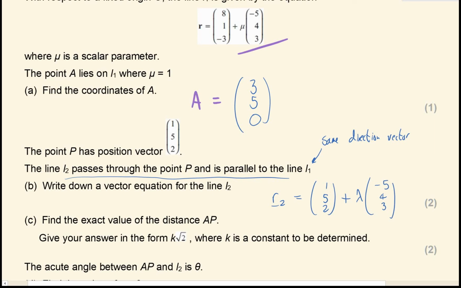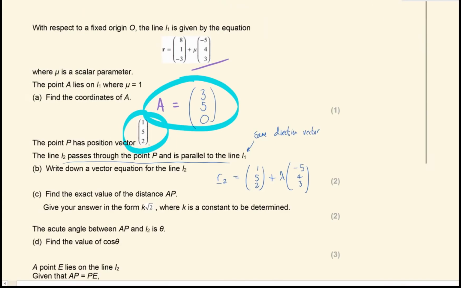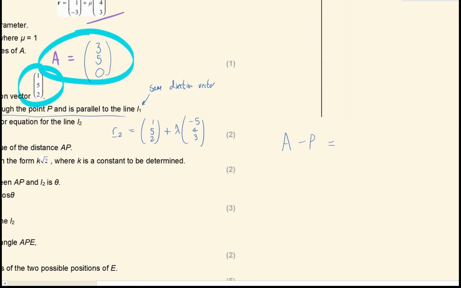Okay, part C. We want to find the exact value of the distance AP. So the distance between point A and point P. For this, you want a distance between 2 points. All we're going to do is take them away and then do 3D Pythagoras. So if I do A take away P, that'll give me the difference between A and P. So 3 minus 1 is 2, 5 minus 5 is nothing, and 0 minus 2 is minus 2.